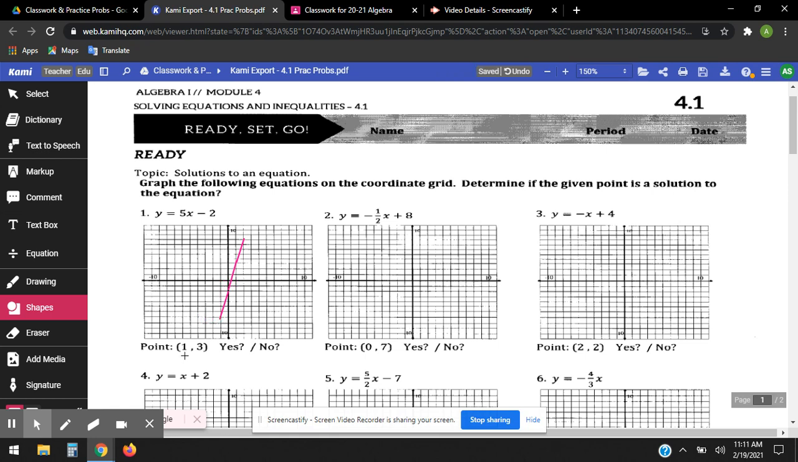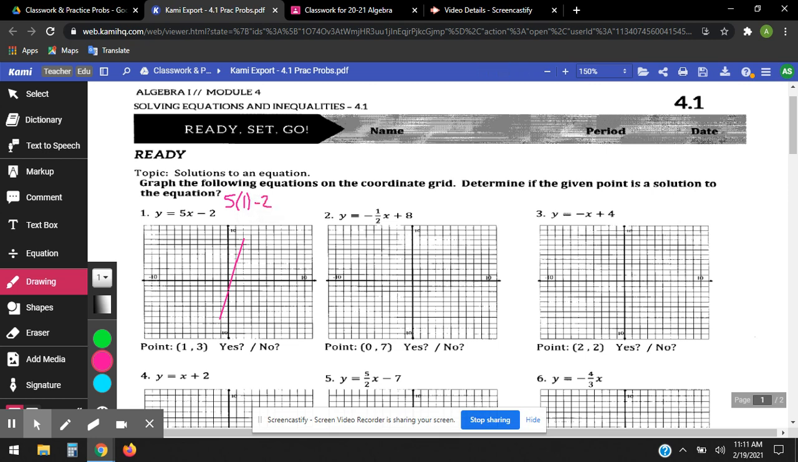So now the question is, is 1 comma 3 on this line? Well, we can look and see. Yes, it looks like it's on this line. We can also do our math and say we want to know, does 5 times 1 minus 2 equal 3? So I put in my 1 for my x, my 3 for my y. And so 5 minus 2 is 3. So yes, this is on the line.